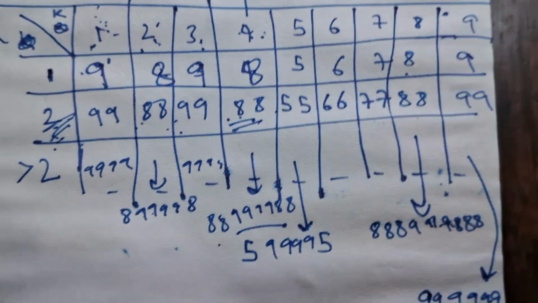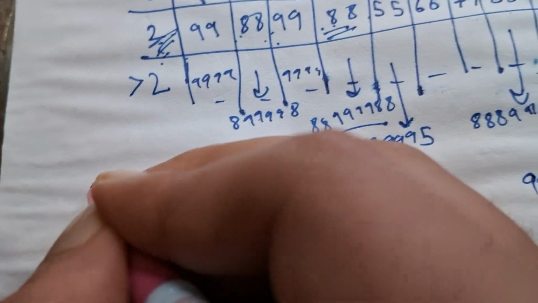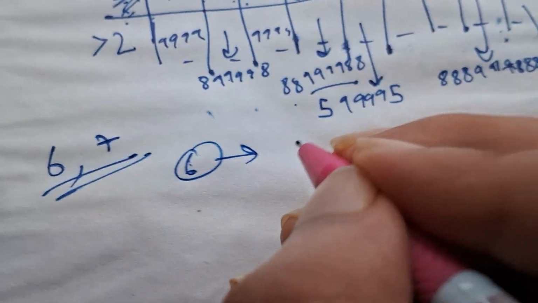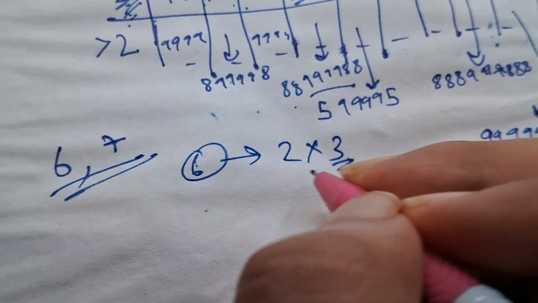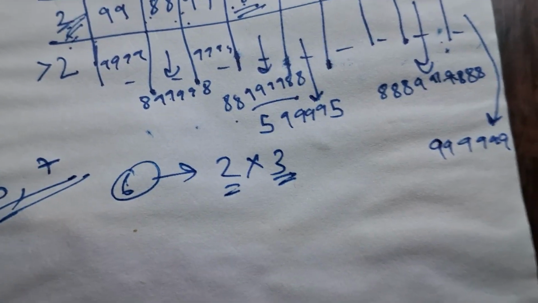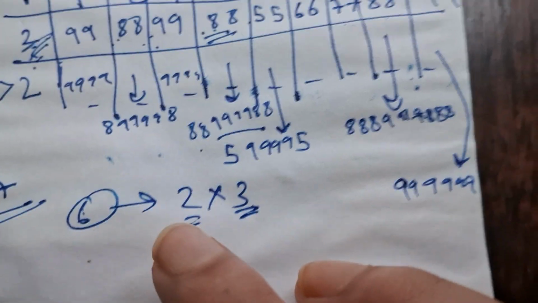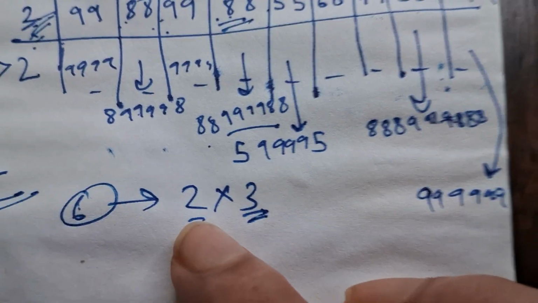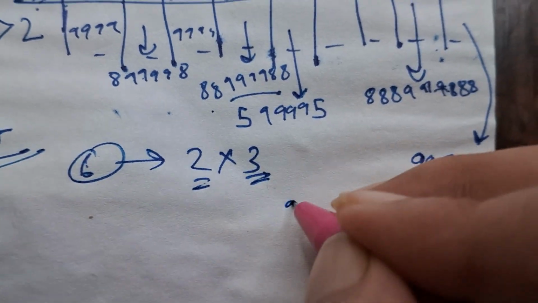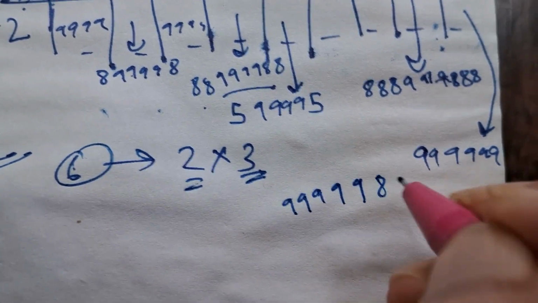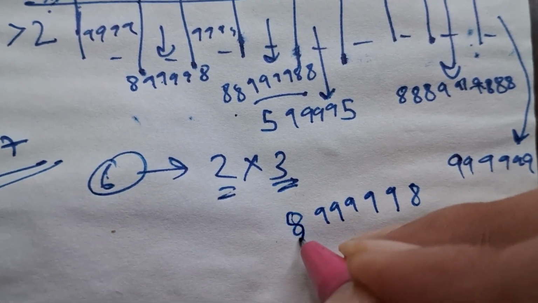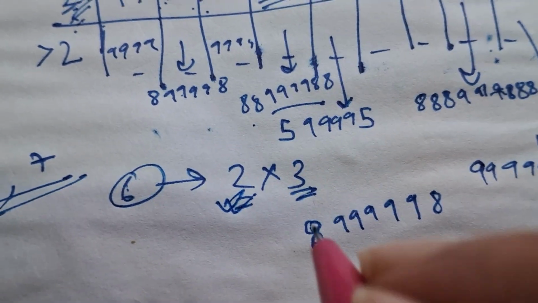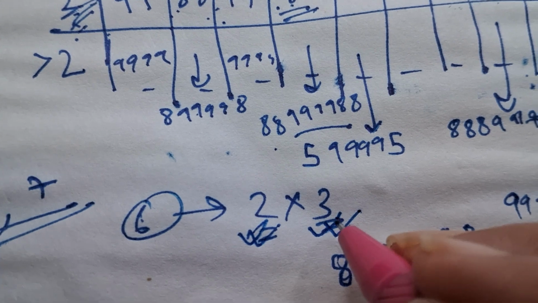Now we are left with 6 and 7. Let me write it differently for 6 and 7. So for 6, 6 is basically 2 into 3. Since 6 is 2 into 3, the last element for 6 has to be an even number. So what is the best approach? We can make all of them 9 except the last and this element. So now this becomes divisible by 2, but this doesn't mean that it is divisible by 3 also.